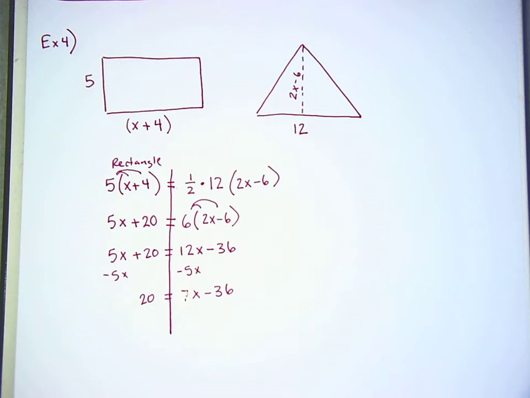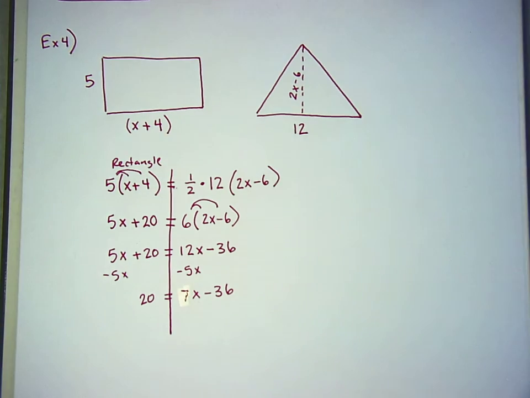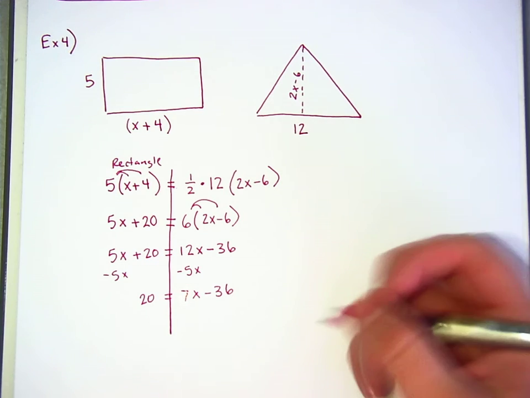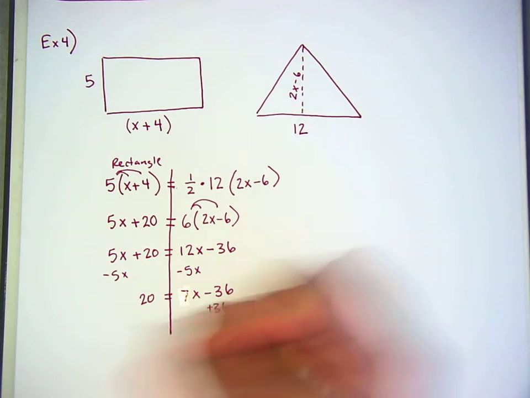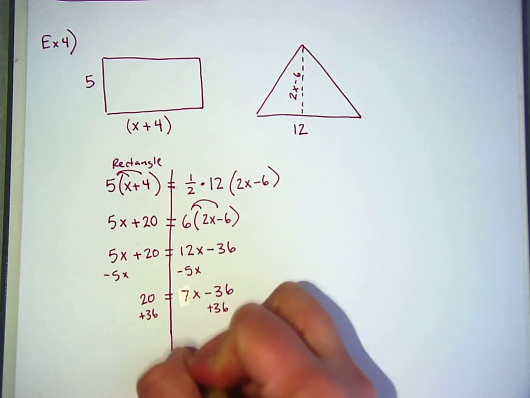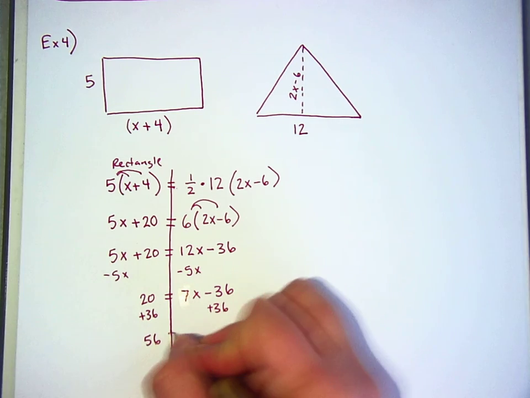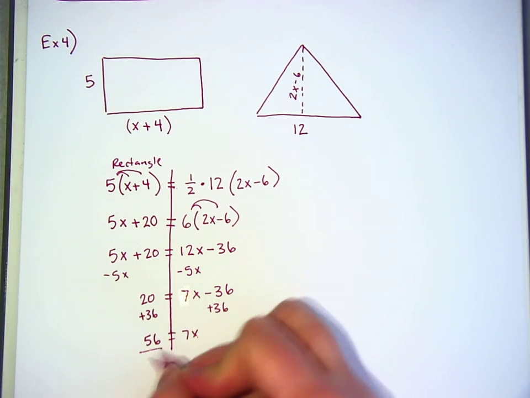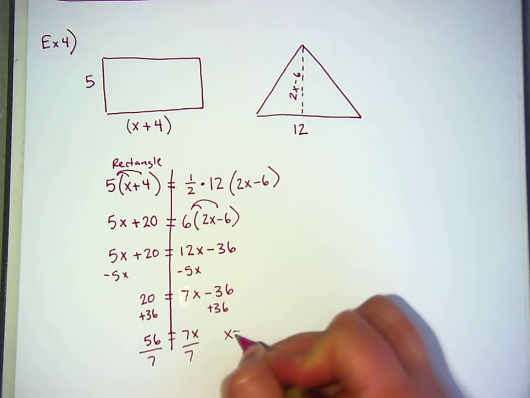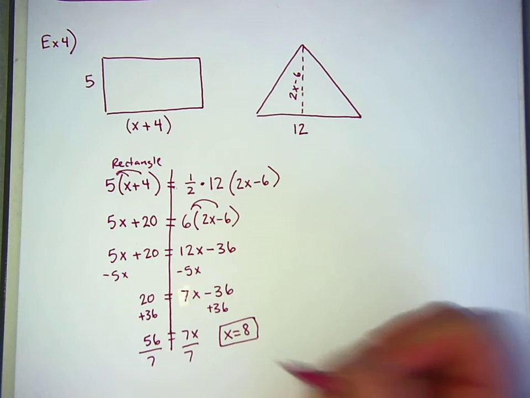All right, finish it up. I got 7 because that's what it is. Fair enough. I got plus 36 on both sides. Yep. And then I got 56 equals 7x. And 56 divided by 7. Beautiful. Come get 2 prizes, ma'am.